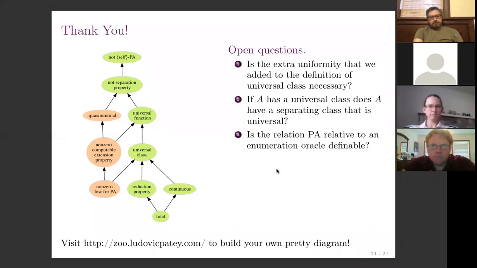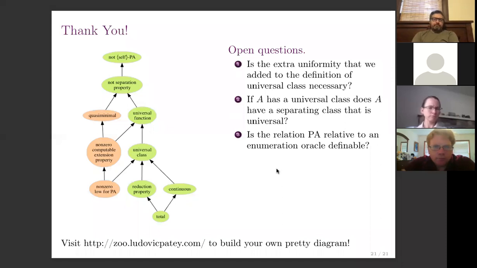Yeah. So I think maybe it was a result of Mariya Soskova, that this recursive isomorphism between the completions of PA and the separators of effectively inseparable pairs. So somehow this seems, well, I don't know. Thanks. I mean, it's certainly worth thinking about. Thanks for pointing it out.